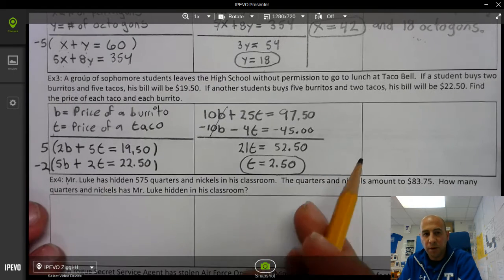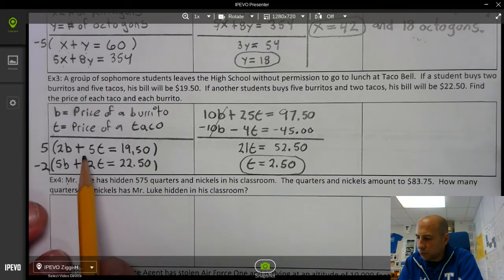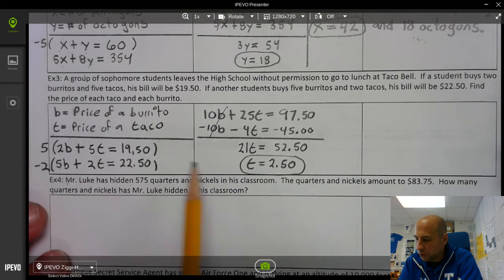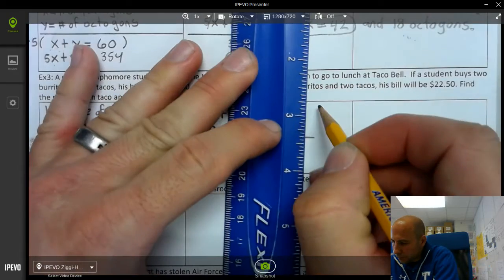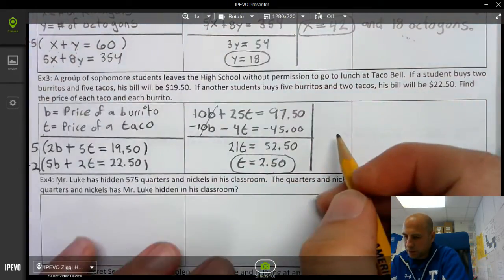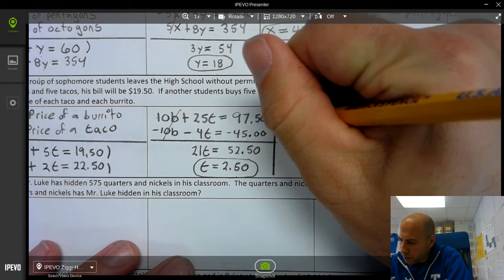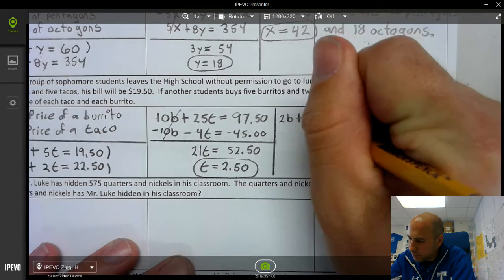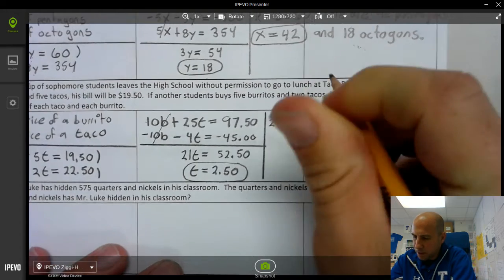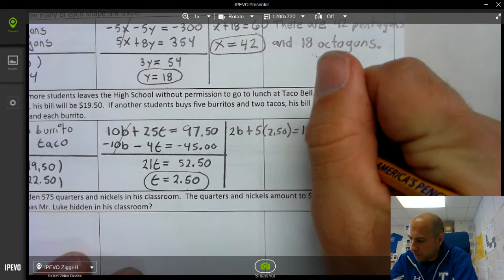All right, now at this point, it really doesn't matter which one we plug it into, but I'm just going to do the first one. So I'm going to plug in 250 for T and solve for B. So that's 2B plus 5 times 250 equals 1950.